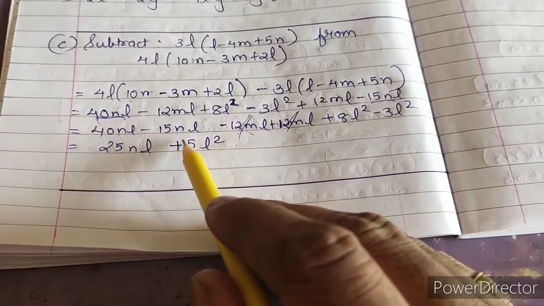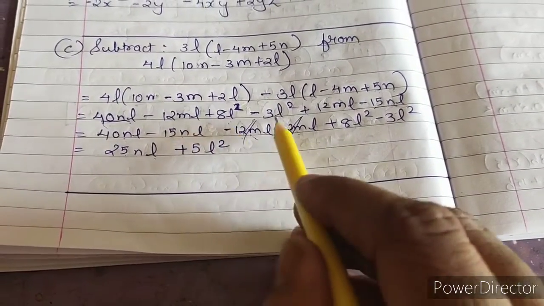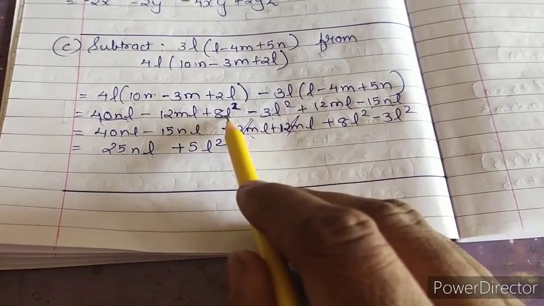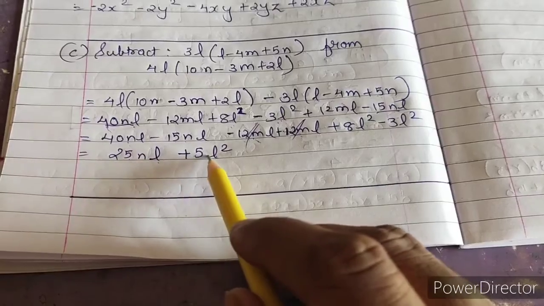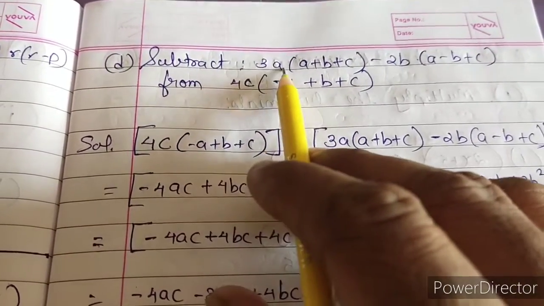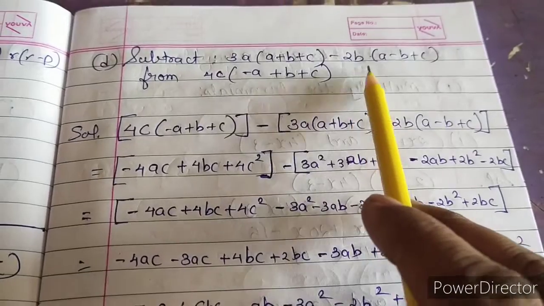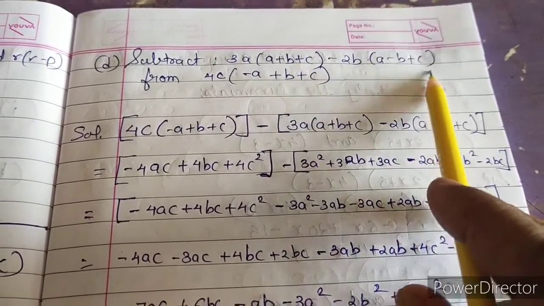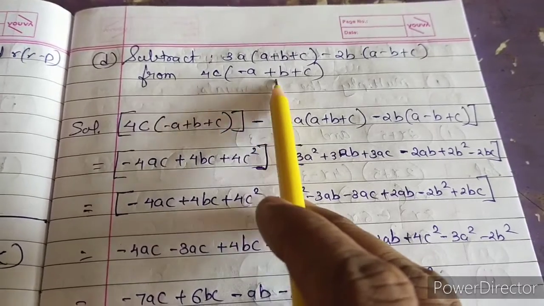Now after that 8L square minus 3L square, so 8L square minus 3L square will give positive 5L square. Now in that only the last sum is: subtract 3a in bracket a plus b plus c, then minus 2b in bracket a minus b plus c from 4c in bracket minus a plus b plus c.